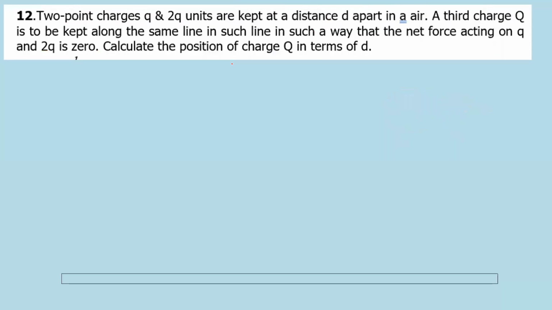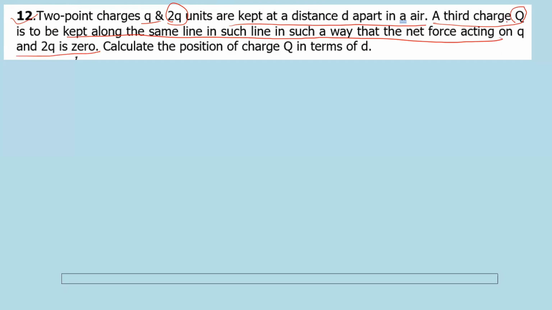Clear? Now let us see the last question related to Coulomb's law. Question number 12. Here it says 2 point charges q and 2q units are kept at a distance d apart in air. So you are having two charges q and 2q, and they are at a distance d separation. And you are having a third charge q, which is to be kept along the same line in such a way that the net force acting on q and 2q is 0.